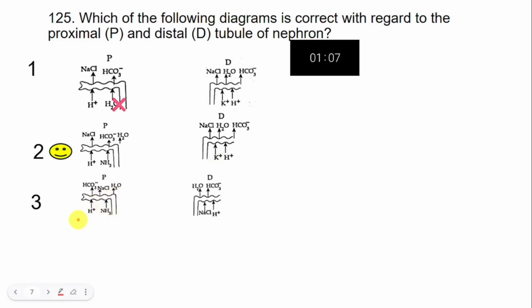Here, what is incorrect? NaCl is secreted. This is incorrect. And in option 4, again you can see water is secreted. This is incorrect. So option 2 is the right answer.